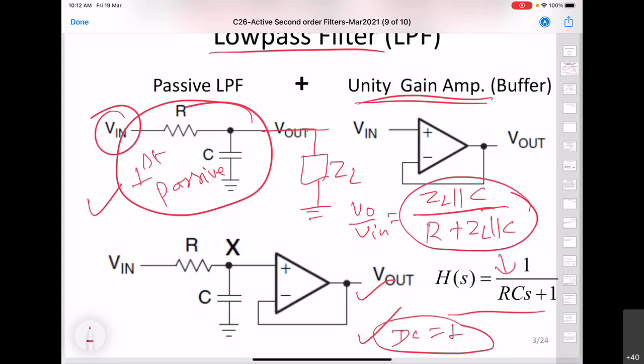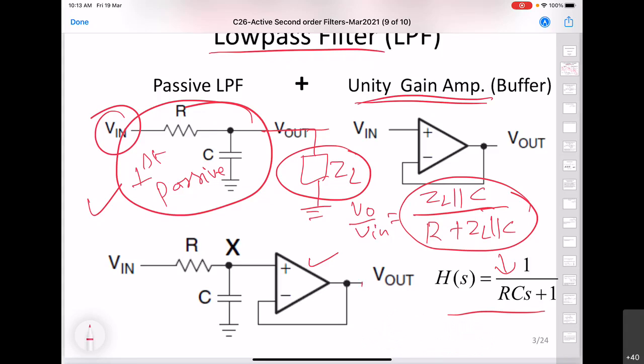So the advantage of putting this op-amp is not only to possibly have a gain at DC, but this also offers the advantage, at least in this circuit, that it will eliminate the loading effect. So now here, even if I connect a load of whatever value, the transfer function is going to be this one. This transfer function is not going to get affected, right? So this is another advantage of putting the op-amp, or alternatively going for the active first order low pass filter.